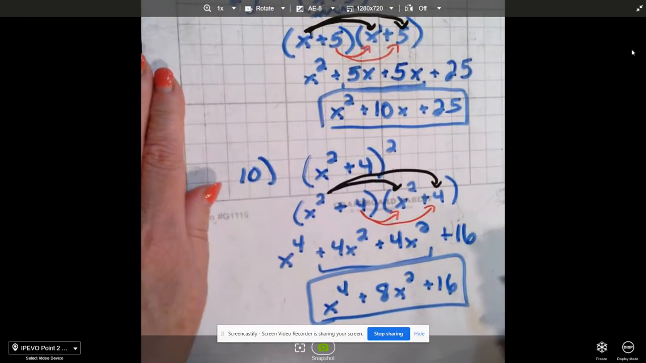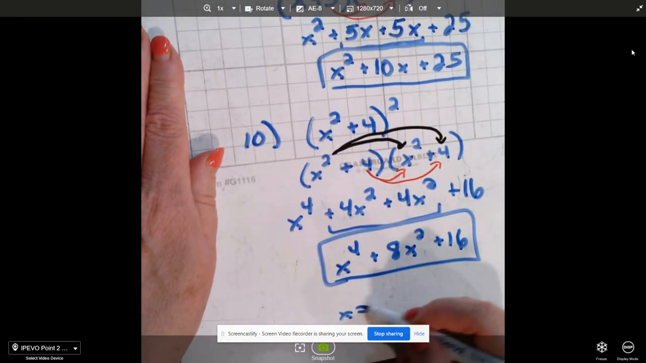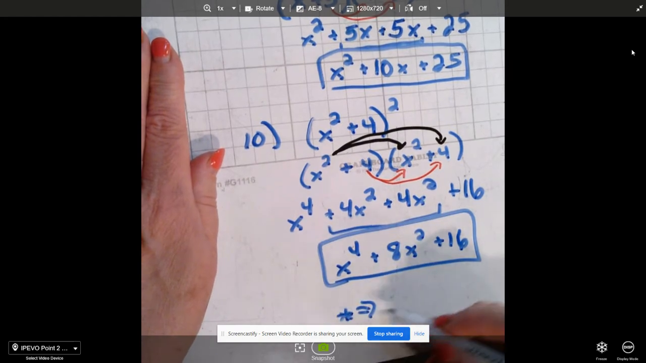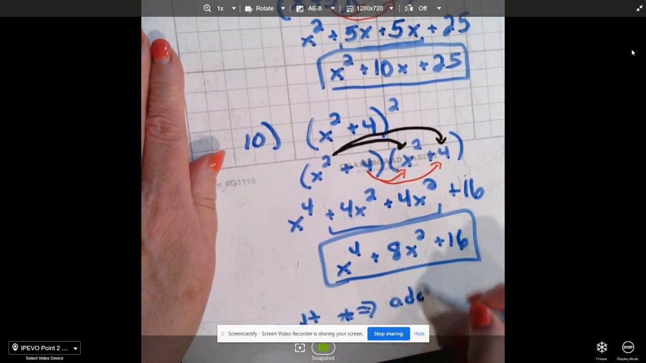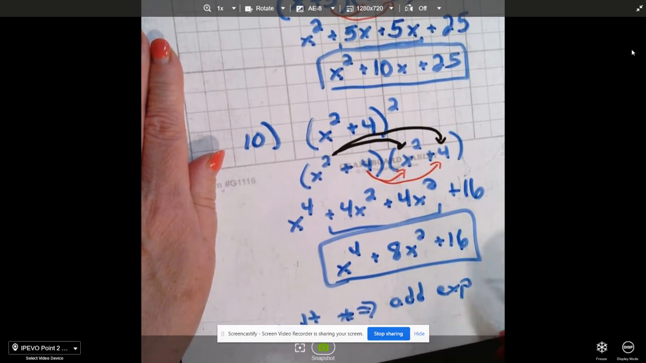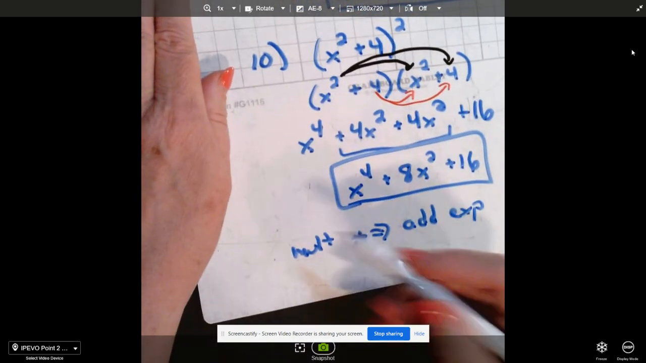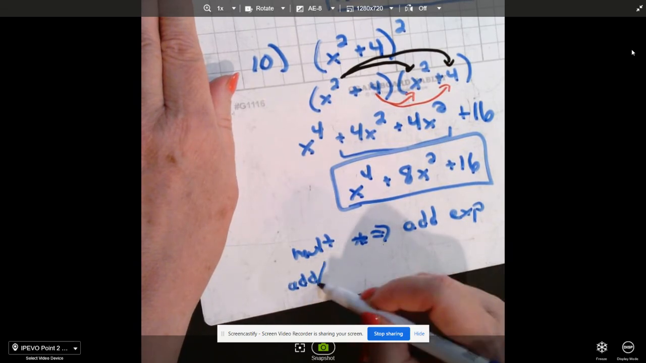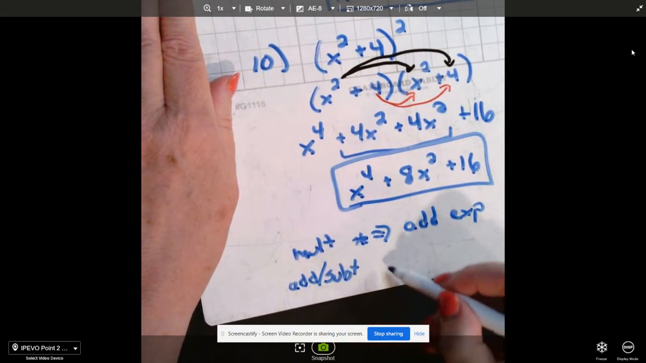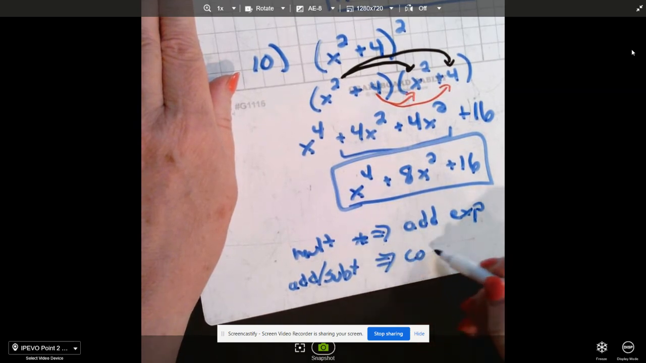So remember, when you are multiplying, you're going to add the exponents. And if you are adding or subtracting, you are just going to combine like terms, which means you're just going to add or subtract their coefficients.